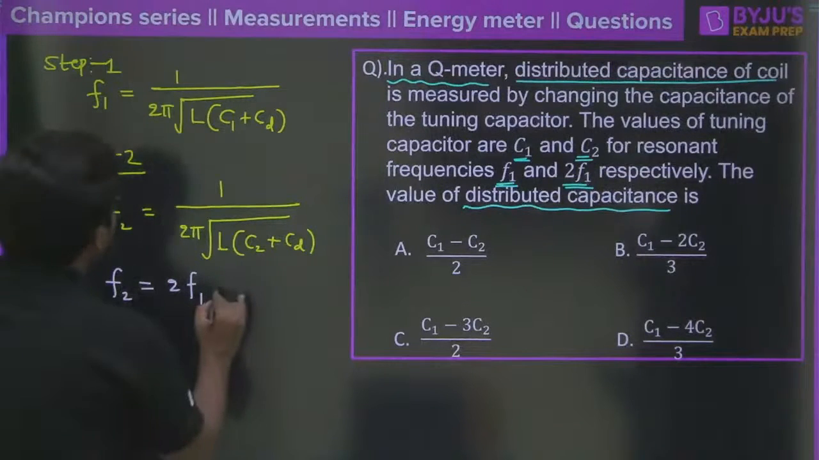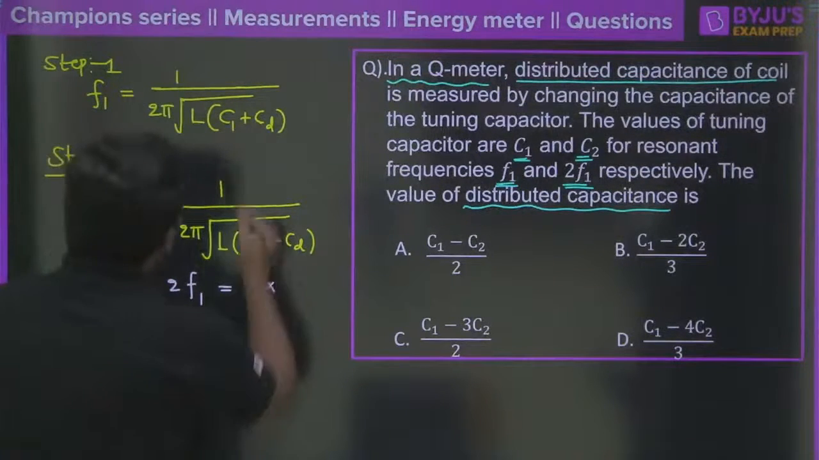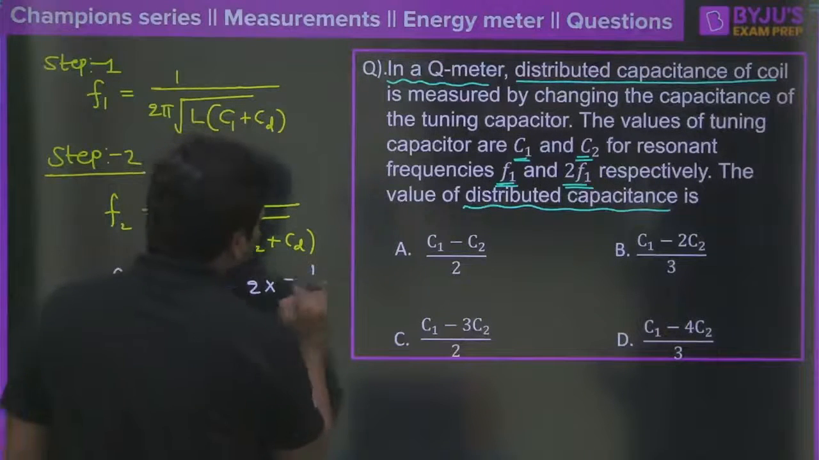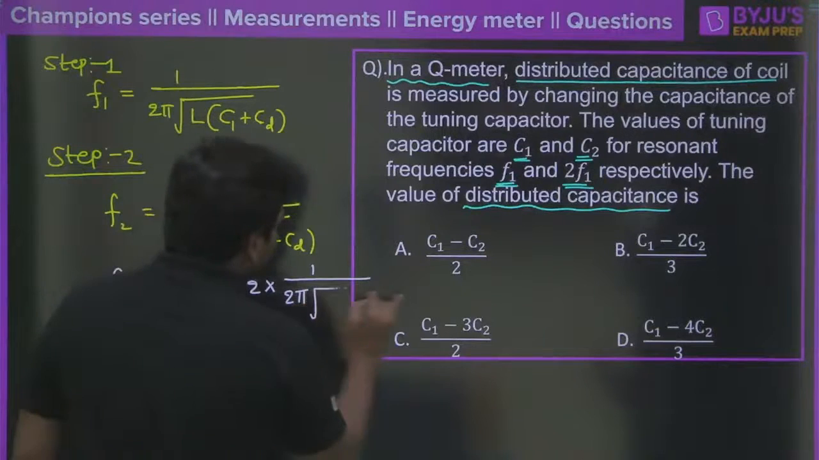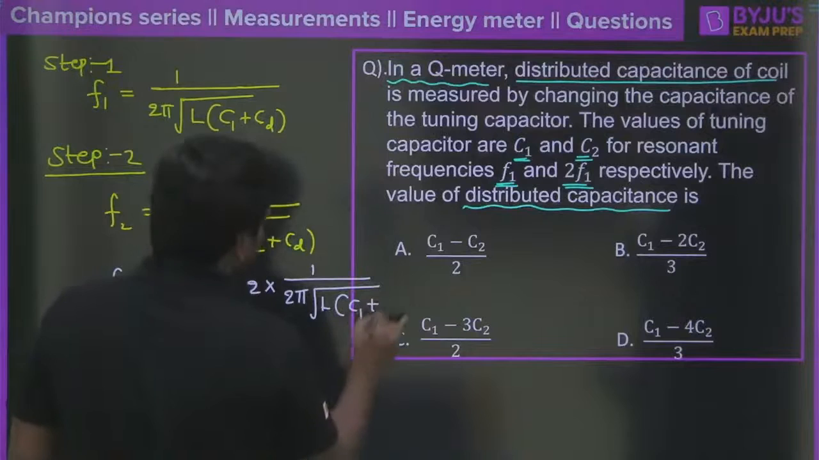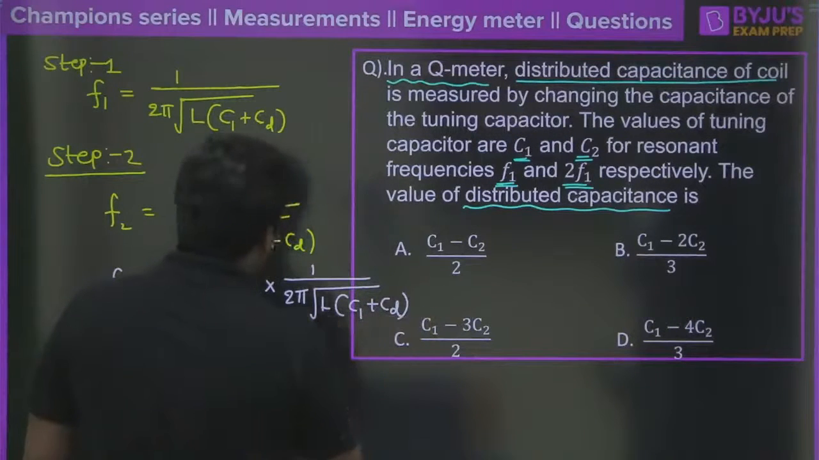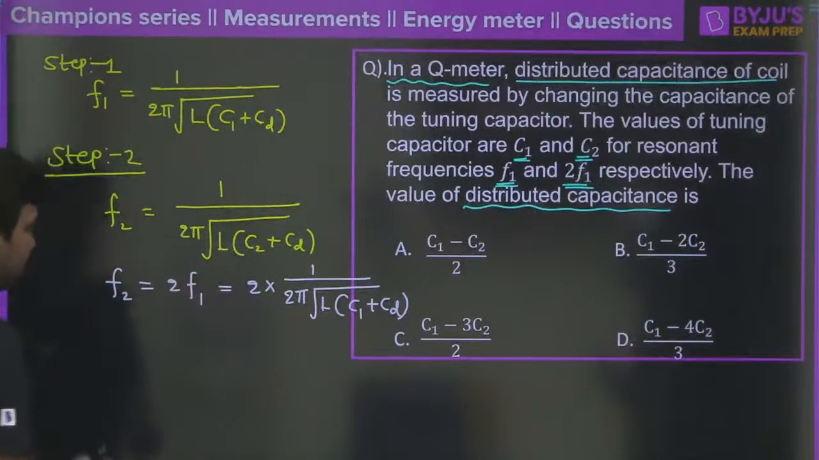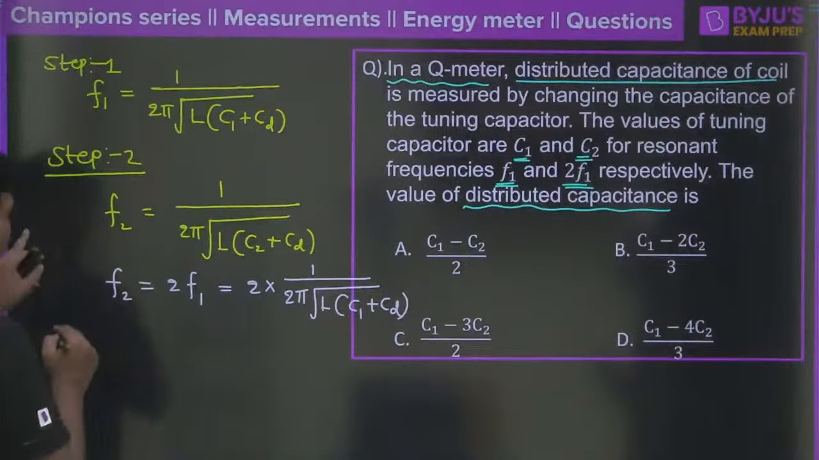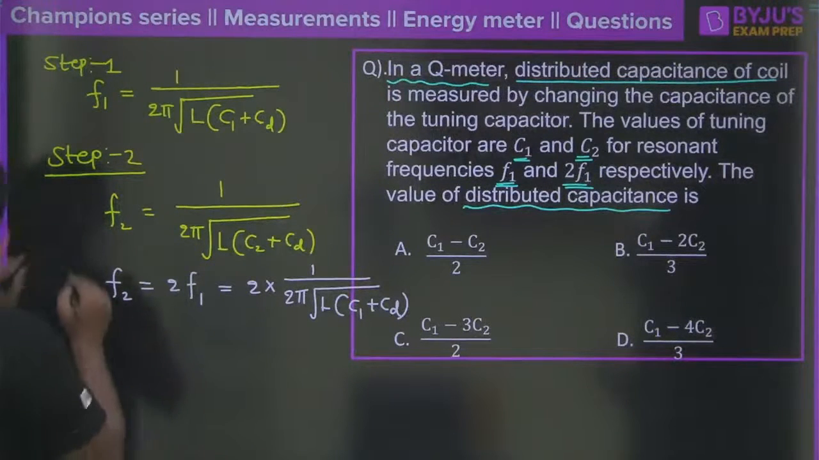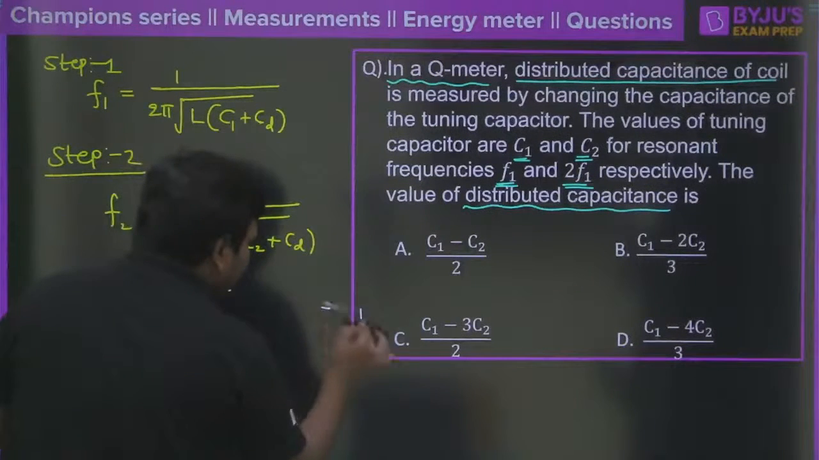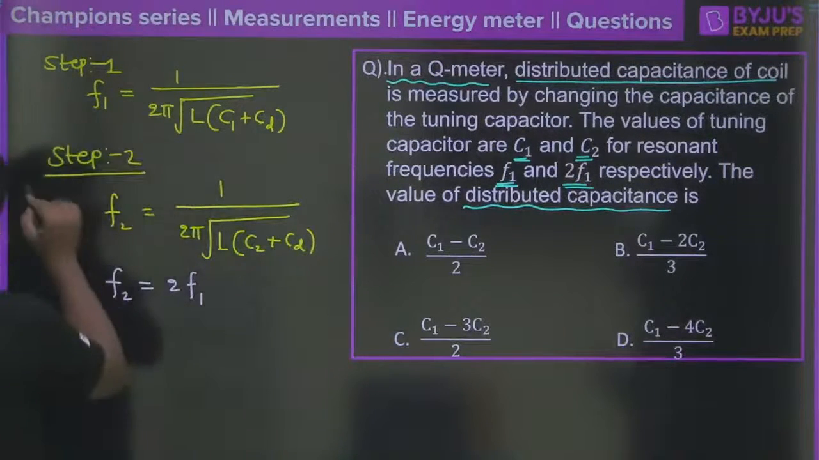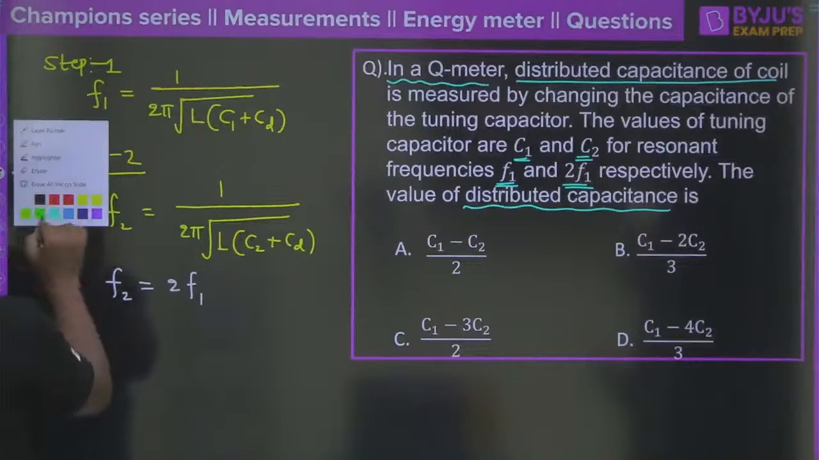So what is F1 here? 2 times F1 could be written as 2 divided by 2 pi under root of L into C1 plus CD, that is F1. Don't forget about that one. I have replaced F1. But what is F2 here? Have you remembered this F2, right? Let me take one more step here for a better understanding. Let me erase this one because this step is required. That's why I'm writing here.